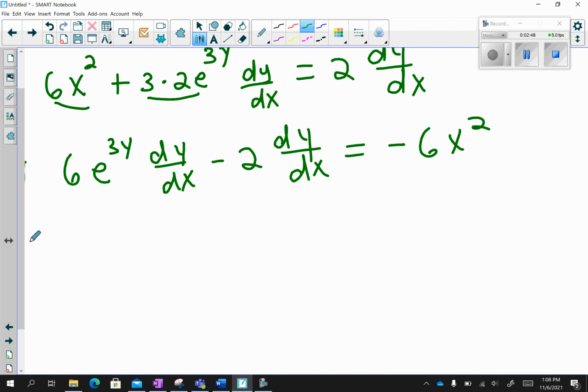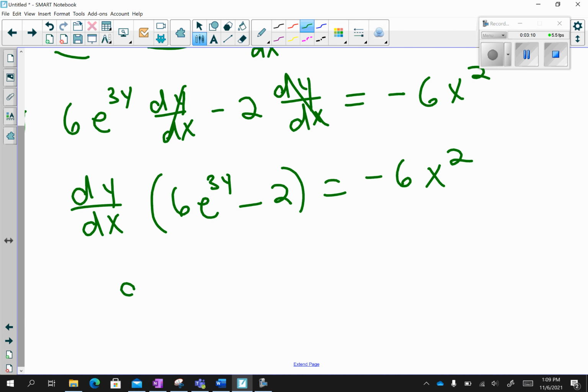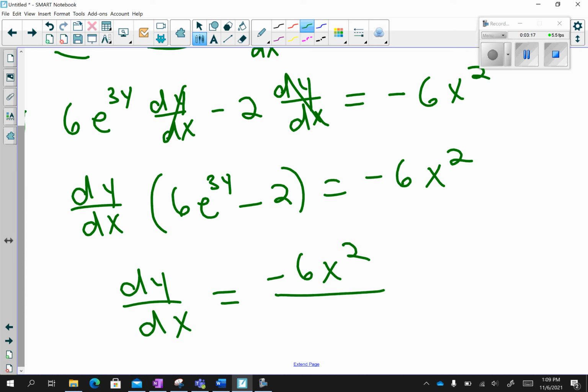Next step is to factor so I can isolate dy over dx. And when I factor this out, I'm left with 6e to the 3y minus, I factored this out, 2. And my last step would be to divide that over. So dy over dx equals negative 6x squared all over 6e to the 3y minus 2.